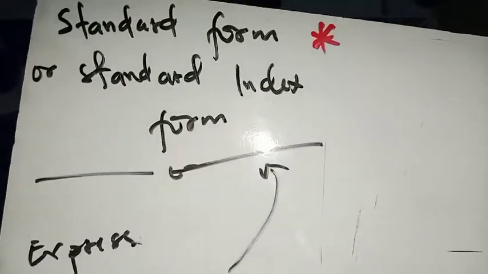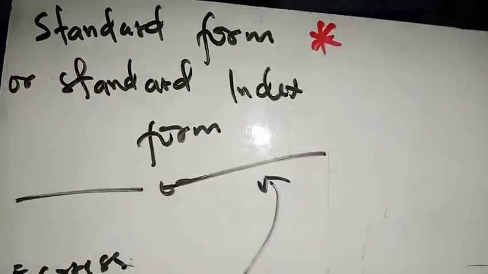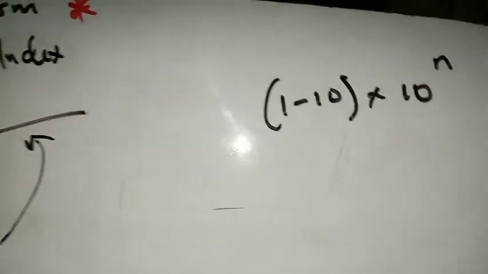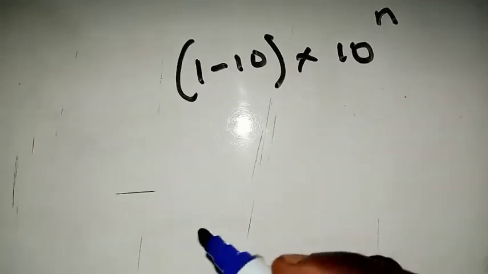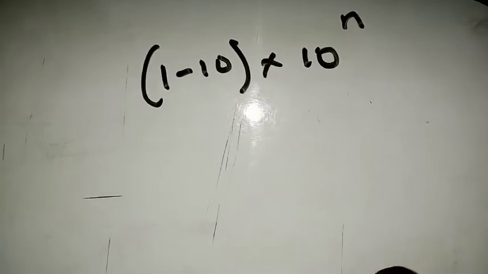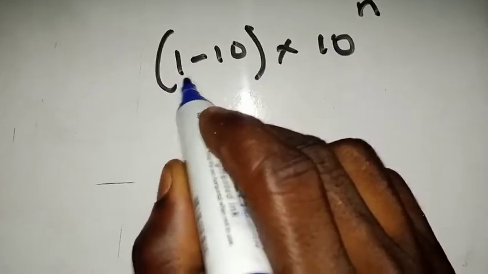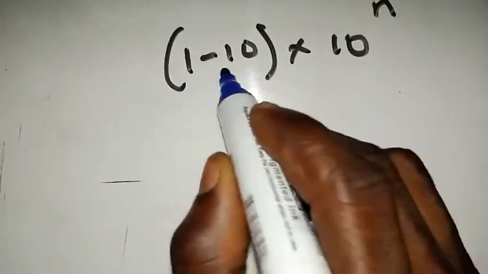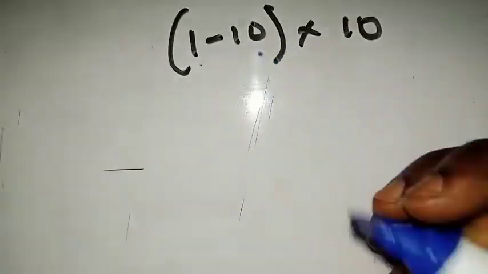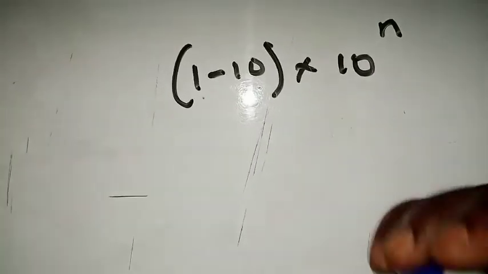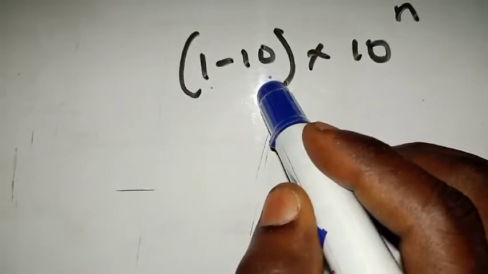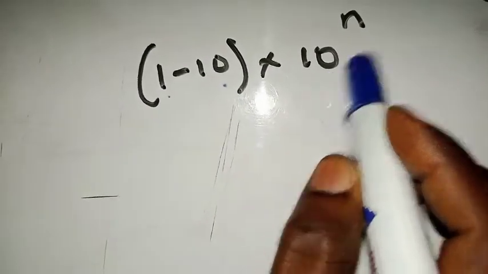You are required to know the meaning of a standard form. This is what it means. If we say that something is in standard form, your first number, the number before the multiplication sign, must be between 1 and 10. That is the first step. Then multiply by 10 raised to the power n.